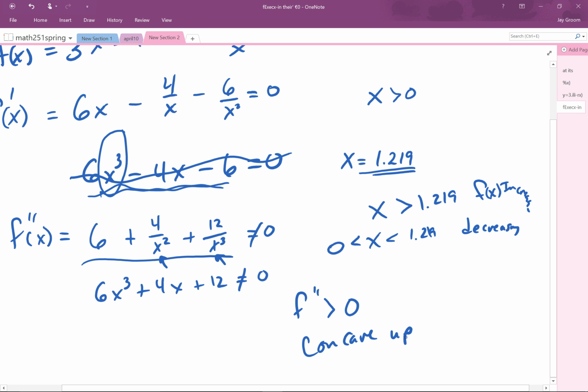This is in section 4.3, so just be aware of that. You'll be asked a ton of questions about these things. Take the first derivative, set it equal to 0. Find where it changes from being positive to negative. Just be aware of that.